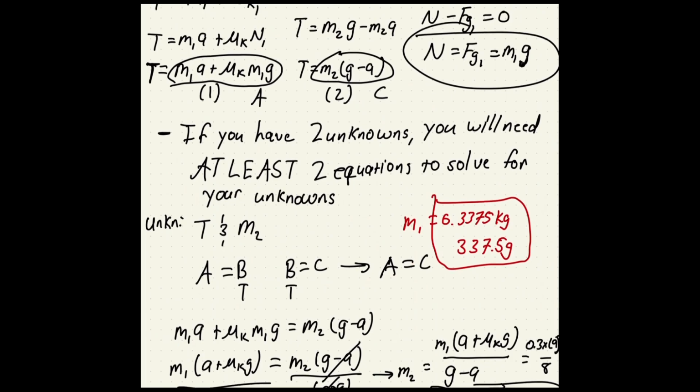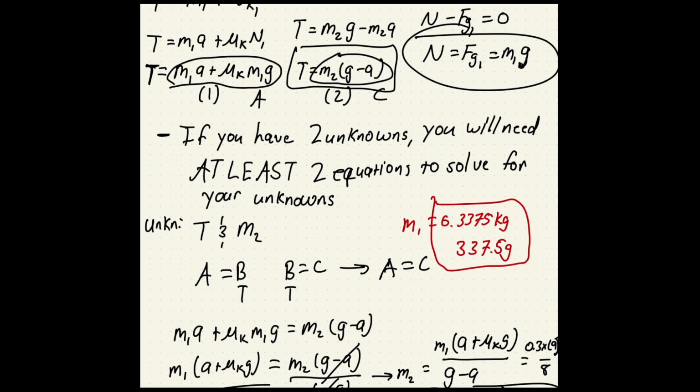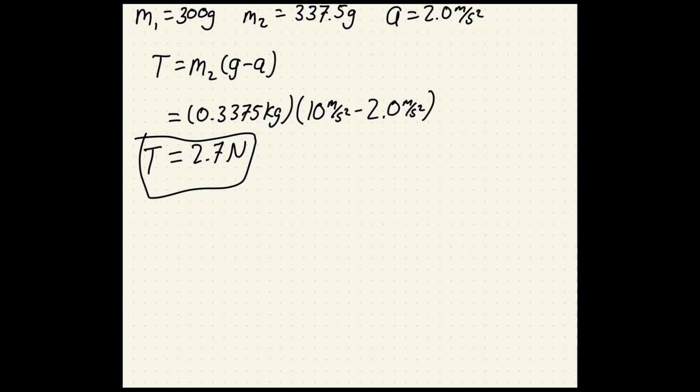So we just went back to one of our equations that we found. We used the simplest one, which is M2 times G minus A. Because all I have to do is take 0.3375 and multiply it by 10 minus 2, or times 8. And what I get for my answer then is that 2.7 newtons of tension in the string.